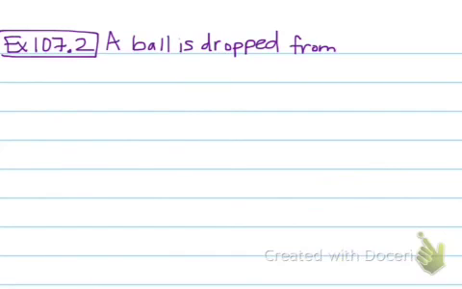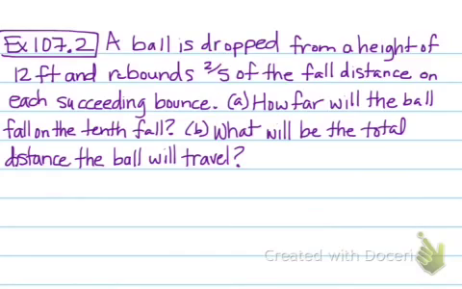A ball is dropped from a height of 12 feet. It rebounds 2/5 of the fall distance on each succeeding bounce. How far will the ball fall on the 10th fall, and what will be the total distance the ball will travel? So we'll draw a picture of what this is going to look like. We start with 12 feet, and then the ball is going to bounce, and then it's going to come up just 2/5 of the distance.